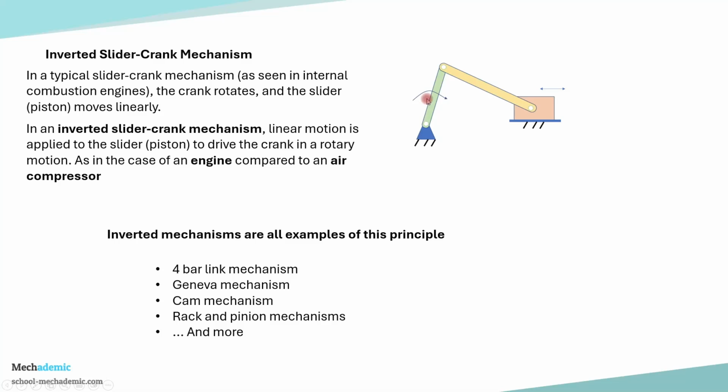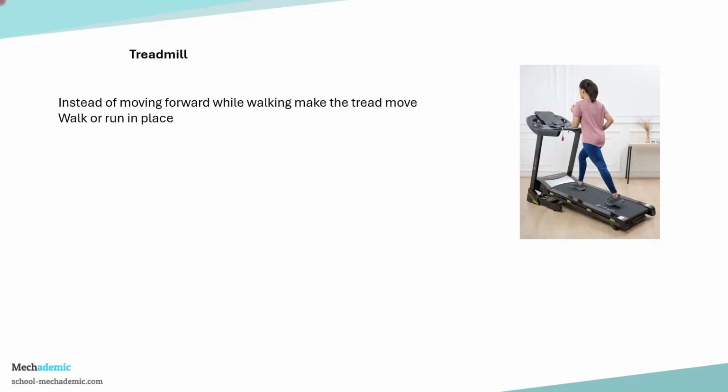So we can say that inversion is happening between an engine and an air compressor. In an engine, the piston is moved down, so the motion of the piston causes the rotation of the crankshaft. Whereas in the air compressor, the rotation of the crankshaft causes the motion of the piston, which in turn compresses the air. So engine and air compressor are inversions. There are many such examples of inverted mechanisms like the four-bar mechanism, Geneva mechanism, cam mechanisms and rack and pinion mechanisms, all of which have their inverted forms.